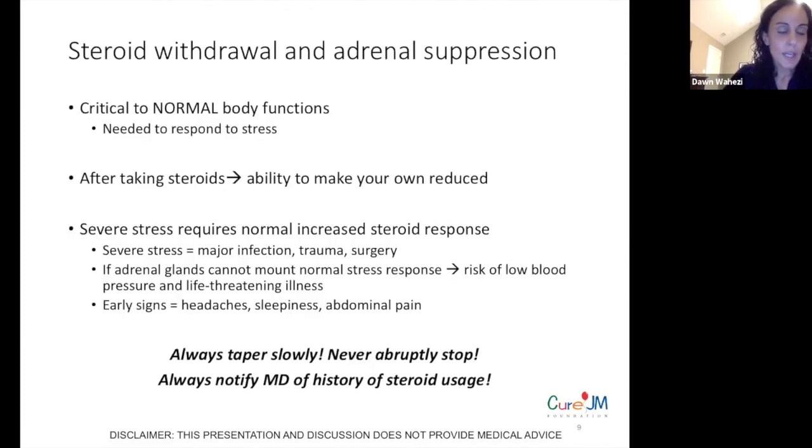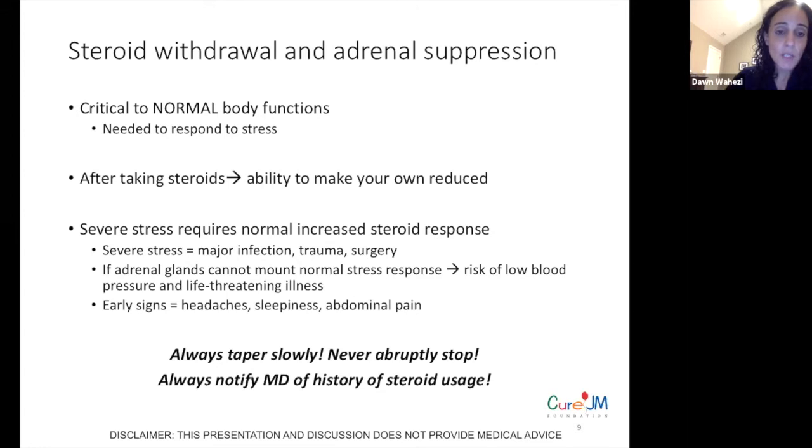Steroid withdrawal and adrenal suppression. I bring this up because this is something that doctors will reinforce quite frequently. When you have your child on these chronic steroids, you have to be very careful about abruptly taking them away. I mentioned before that they're made in the adrenal glands, and these steroids are critical to your normal function. We all have steroids naturally in our body, and these steroids help us respond to stress. If you've been taking chronic steroids for a long time, it actually suppresses your own body's ability to make that steroid. So you have to be cautious with someone who's been on exogenous steroids for too long.